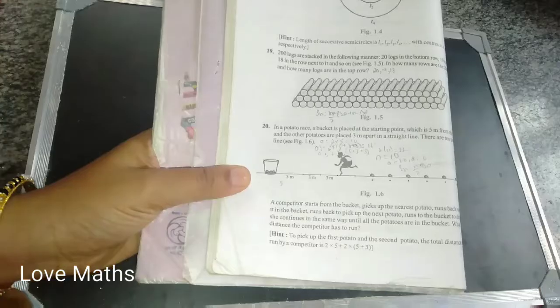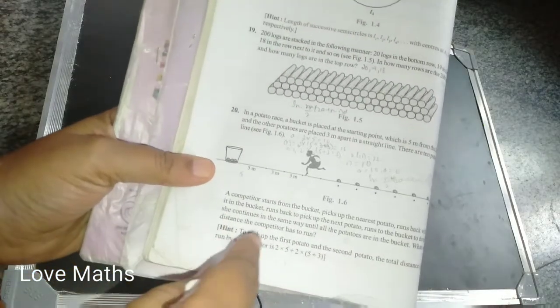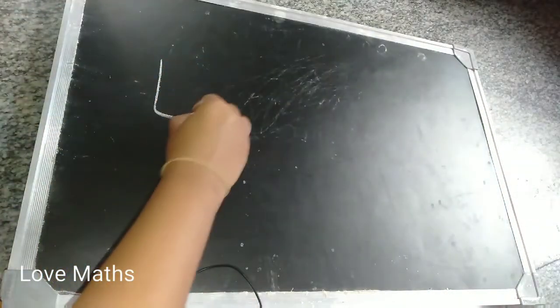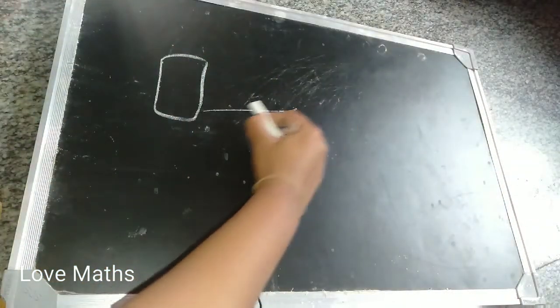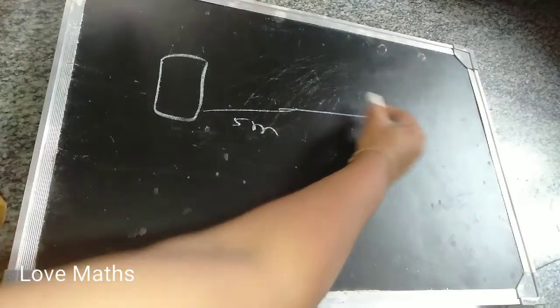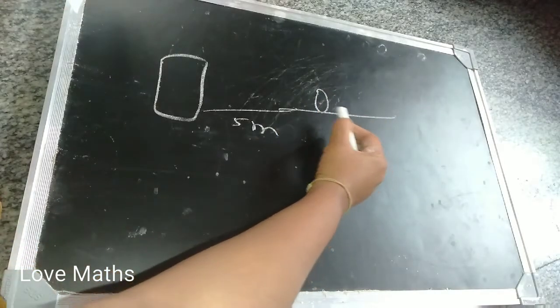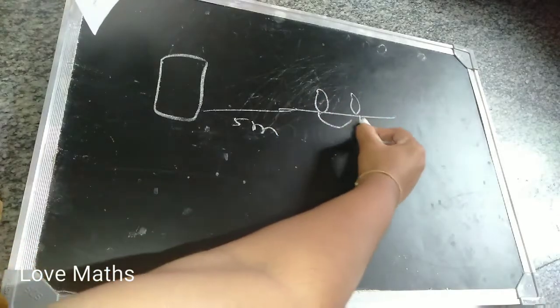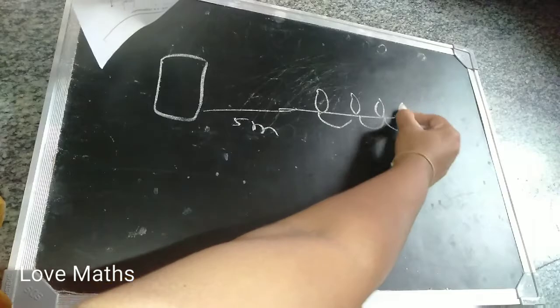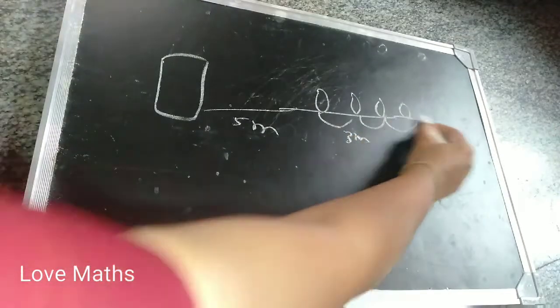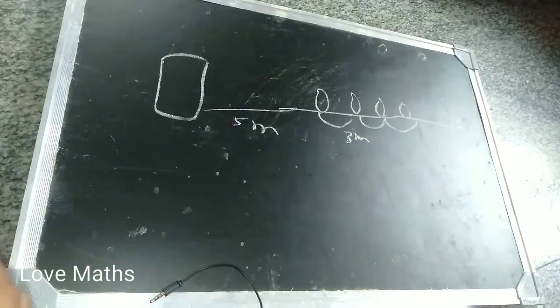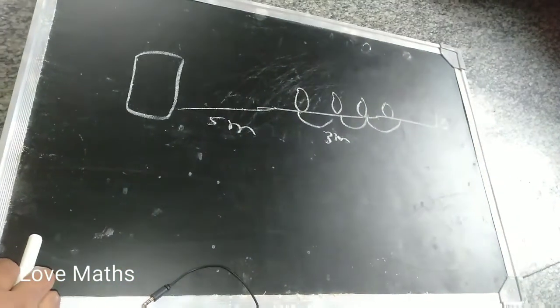Okay. Next question. Next sum: a race is happening, the potato race. What is that race? One basket is there. In this race, at a 5 meter distance one potato is there, then each subsequent potato is 3 meters further. Totally there are 10 potatoes like this.